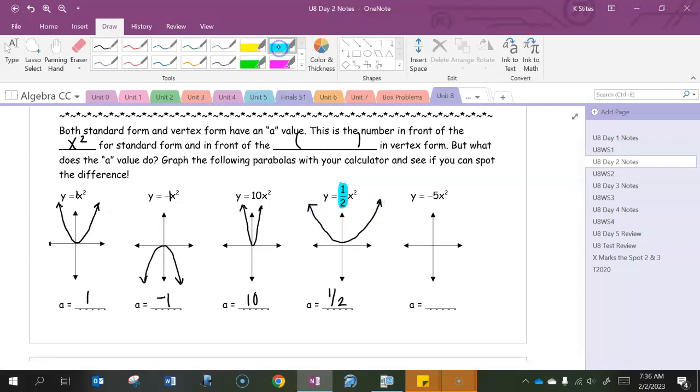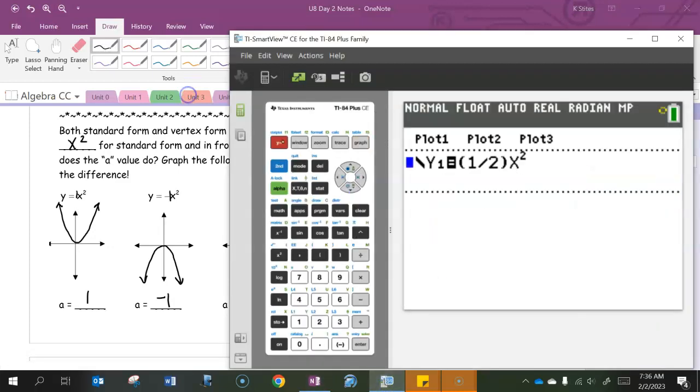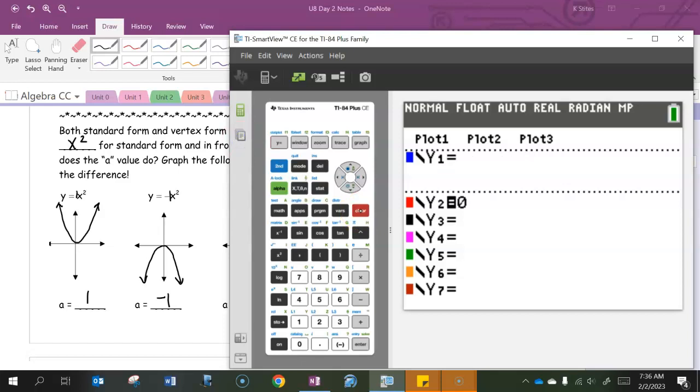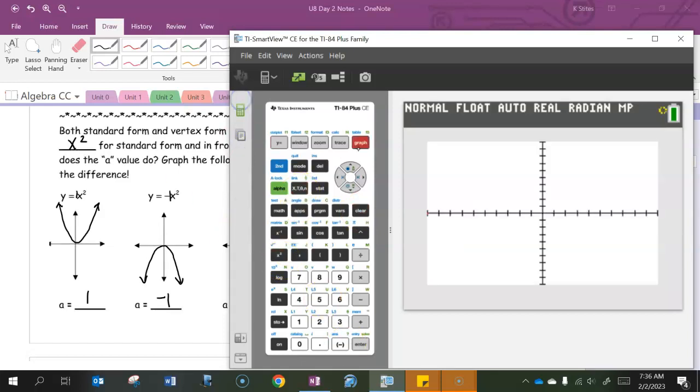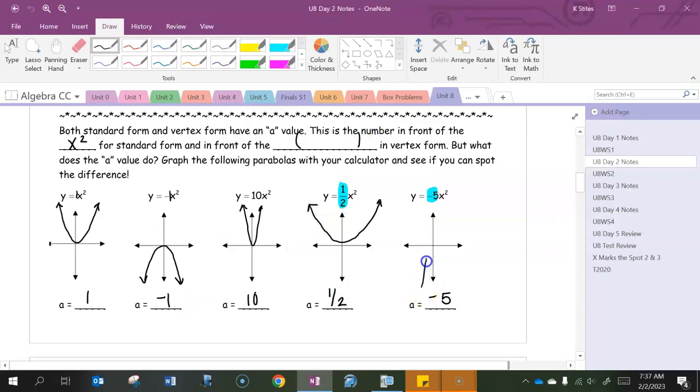Okay, and finally we've got a -5x squared, so our a value is going to be -5. Think about, okay, before I type this in, what do you think it's going to look like? Okay, just kind of think about it in your head. You don't have to say it out loud. So it's going to be facing downward, and it's going to be kind of skinnier, but not as skinny as this one right here.